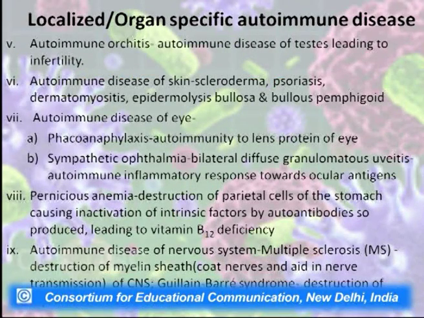Now, more localized or organ specific autoimmune diseases are autoimmune orchitis or autoimmune diseases of the testes, which leads to infertility. Autoimmune diseases of the skin like scleroderma, psoriasis, dermatomyositis, epidermolysis bullosa and bullous pemphigoid. Autoimmune disease of the eye, very important, is phacoanaphylaxis, where there is autoimmunity to the lens protein of the eye, and because of trauma due to surgery or some injury, these lens cells, which were encapsulated before, come out into the system, and the immune system recognizes them as a foreign antigen.